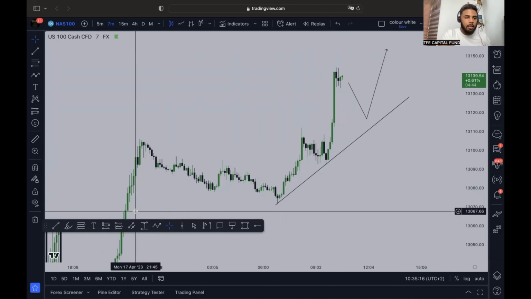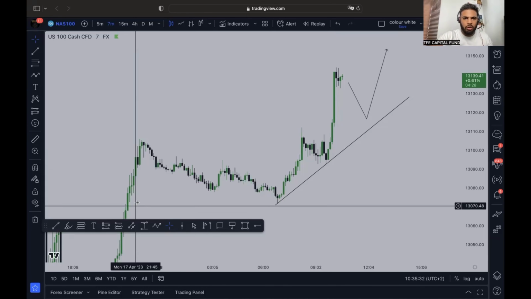We don't trade NASDAQ in London session. We don't trade US 30 in London session. Does that make sense? We trade NASDAQ in the US session because it's a US pair, a New York pair. You trade US 30 in a New York pair. You trade gold in a New York pair. Don't try to trade it in the London session.